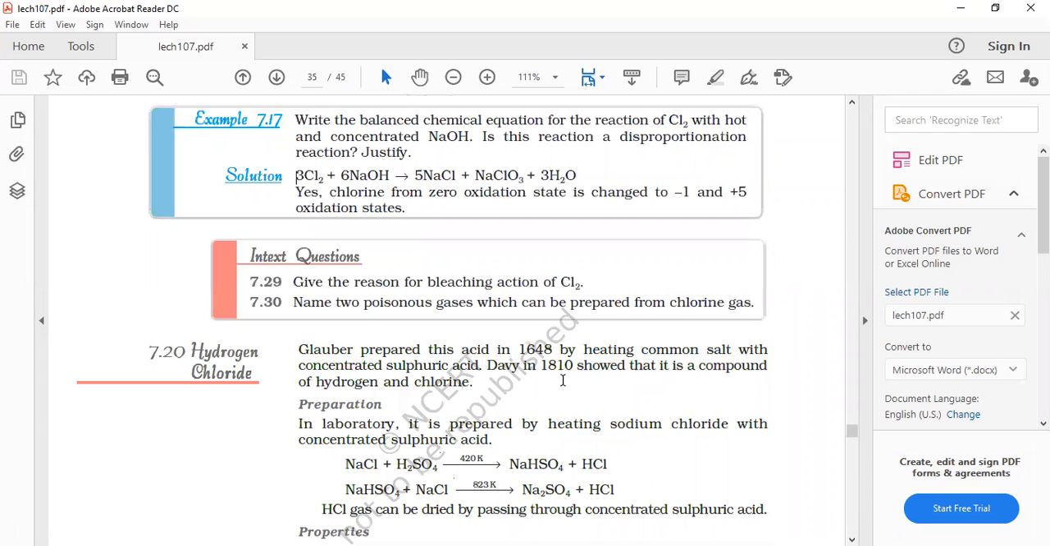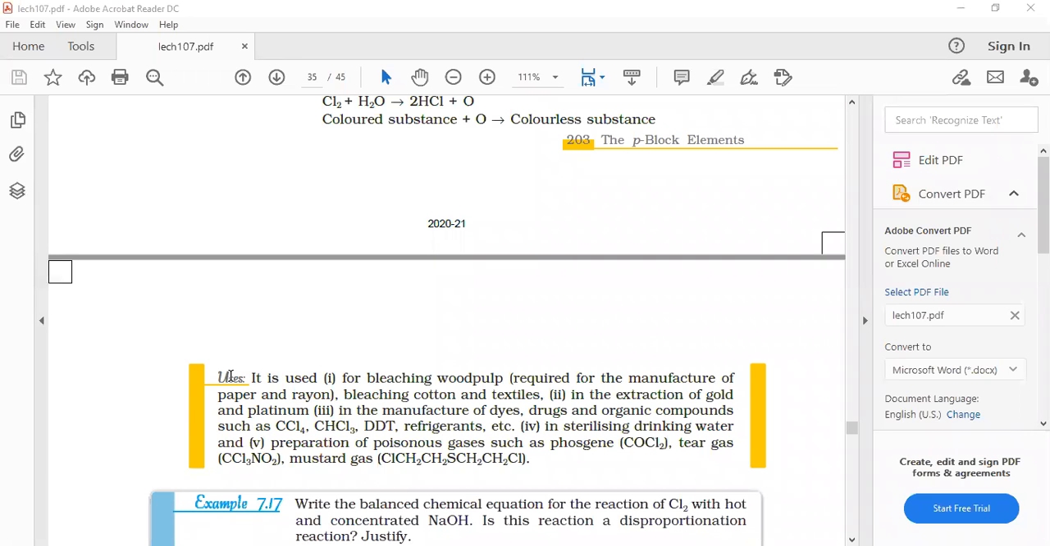Okay, now next is uses of chlorine gas. It is used for bleaching wood pulp, bleaching cotton and textiles, as a bleaching agent in the cotton textile industry and paper industry.